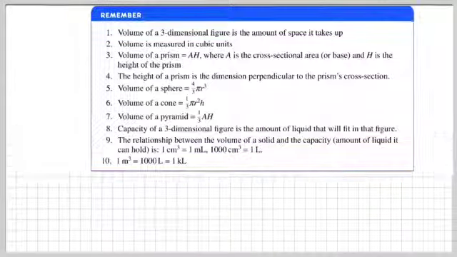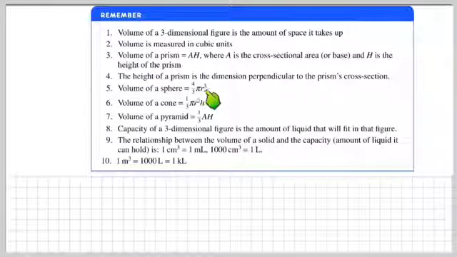I think that's the end of the show. Oh no, we've got to remember. All right, let's go through these. The volume of a three-dimensional figure is the amount of space it takes up. Volumes are measured in cubic units. The volume of a prism is the uniform cross-sectional area times the height perpendicular to that. The height of a prism is the perpendicular dimension, perpendicular to its uniform cross-section.